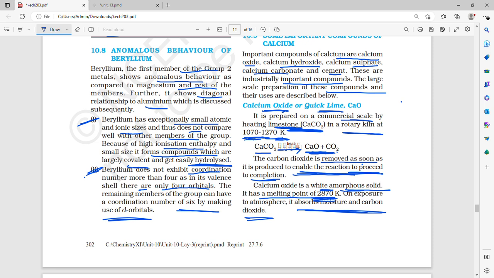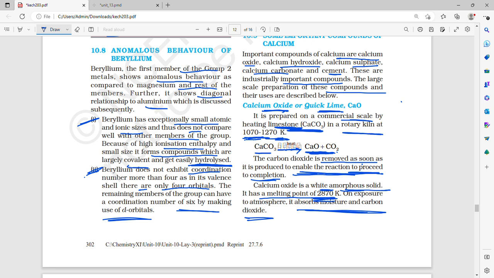Beryllium has exceptionally small atomic and ionic size, and because of this it does not compare well with the other members of the group. Because of high ionization enthalpy and small size, it forms compounds which are largely covalent and get easily hydrolyzed.